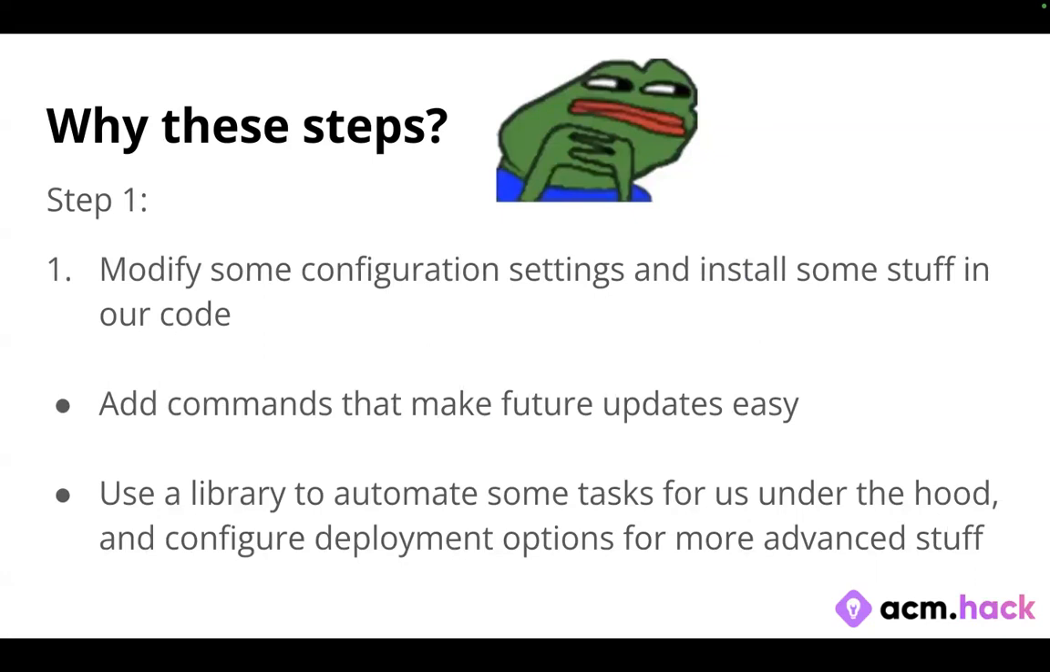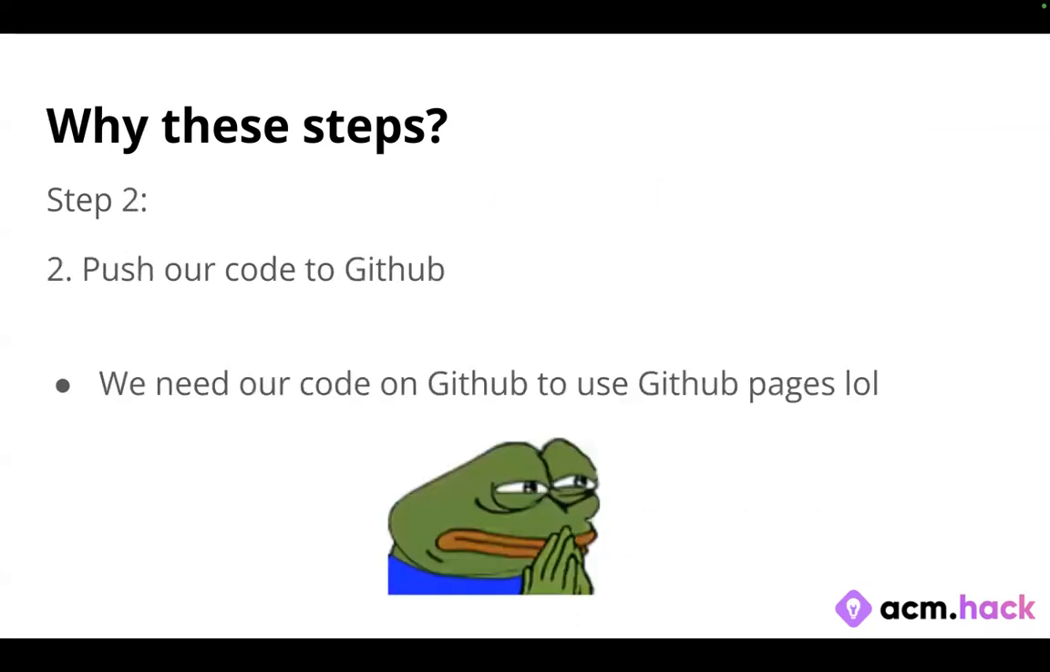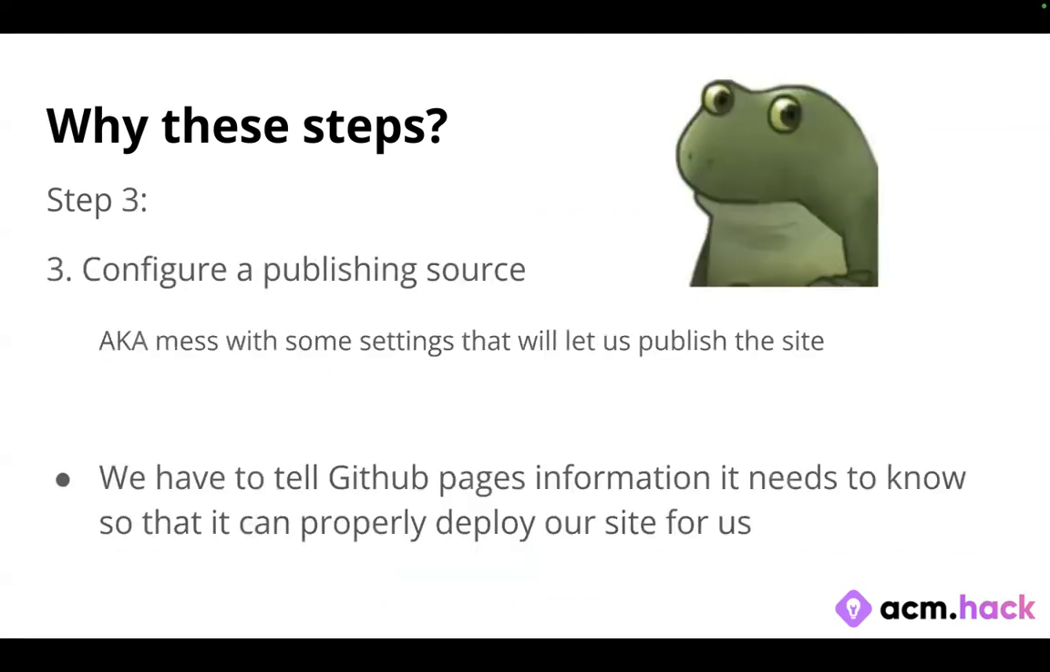And we're also going to use a library called GH Pages that is going to do a bunch of automation for us under the hood. There's a lot more advanced stuff you can do with it as well, but we won't talk about that today. For the second step, we really just need to push it to GitHub, because that's how GitHub Pages works. It needs your code on GitHub. And the final one, configuring a publishing source. We are basically telling GitHub Pages some internal information it needs to know so it can properly deploy our site.